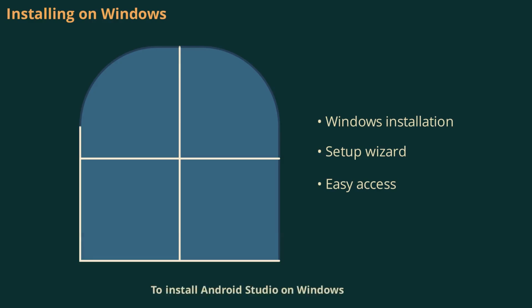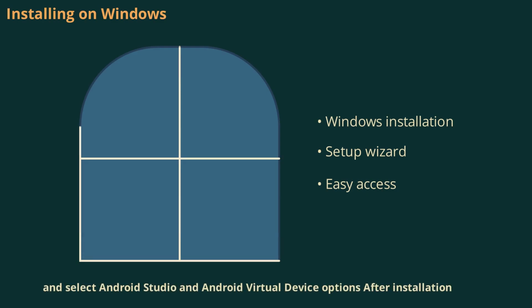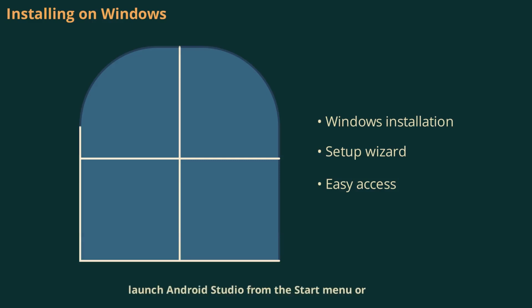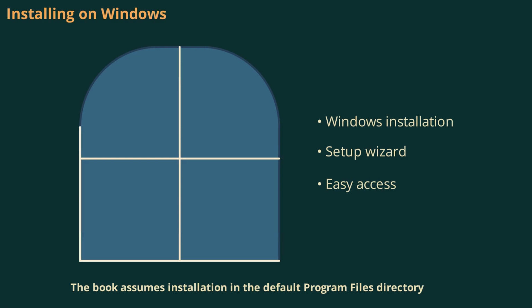To install Android Studio on Windows, locate the downloaded executable and double-click to start. Follow the setup wizard, choose your installation location, and select Android Studio and Android Virtual Device options. After installation, launch Android Studio from the Start menu or pin it to your taskbar for easy access. The book assumes installation in the default Program Files directory.